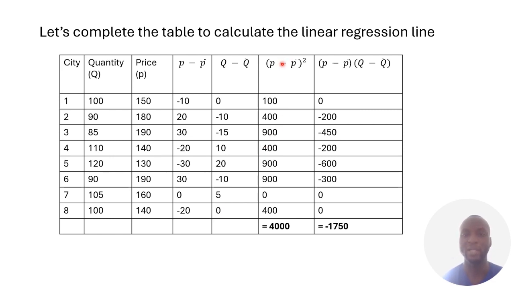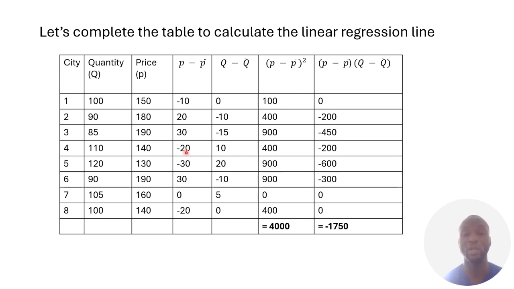Now, remember, in our formula for calculating the slope, the b, we have the denominator, summation of P minus P bar squared. So whatever we've gotten in the fourth column, P minus P bar, we need to square them. So negative 10 multiplied by negative 10 will give you 100. 20 multiplied by 20 will give you 400. Or you can just press it on your calculator. 30 squared is equal to 900. Negative 20 squared is equal to 400. Please remember to ignore the negative sign when you are squaring it.